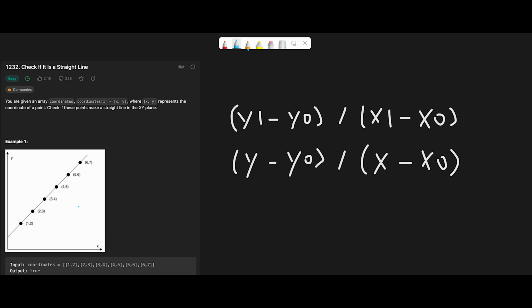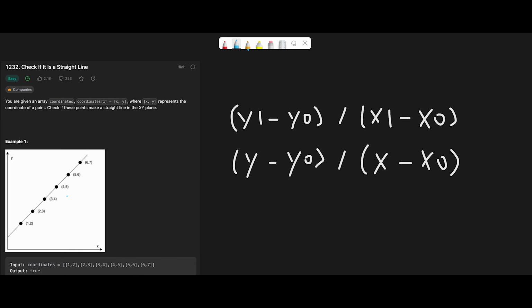To solve this question, I think there are several ways, but the easiest way is this. Let's say we are at the third point. In that case, if the slope of the first two points and the slope of the first point and the third point are the same, then at least these three are on the straight line, right?